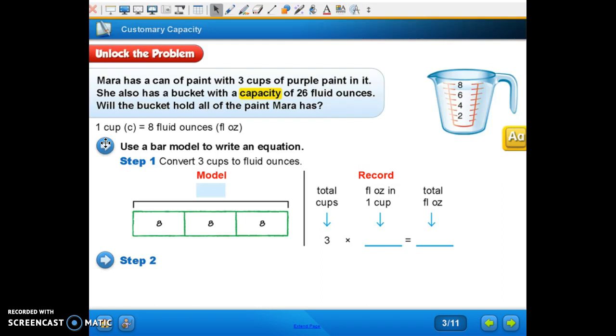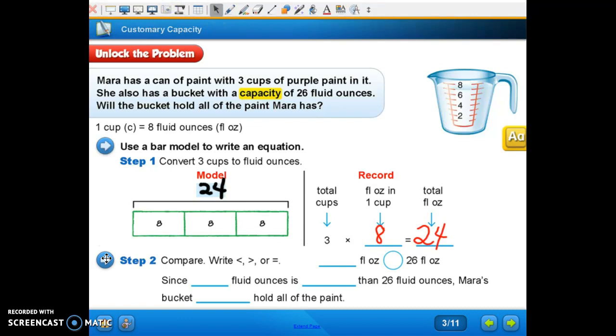Okay. Use a bar model to write an equation. Convert 3 cups to fluid ounces. So here is 1 cup, 2 cups, 3 cups. Each cup is 8 ounces. So how many ounces do we have? 24. Okay. So 3 cups, fluid ounces in 1 cup is 8. 3 times 8 is 24.